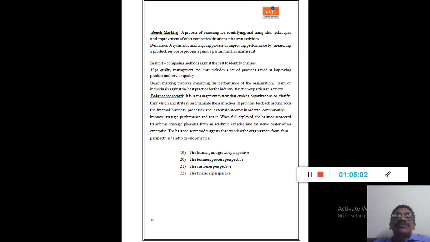Benchmarking means a process of searching for, identifying and using ideas, techniques and improvements of other companies' situations in its own activities. Definition of benchmarking: a systematic and ongoing process of improving performance by measuring a product, service or process against a partner that has mastered it.